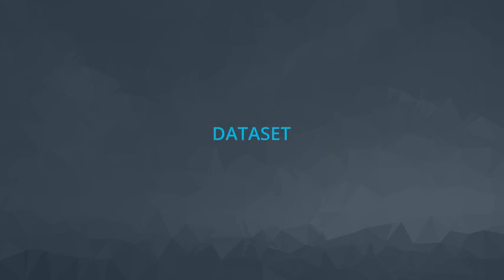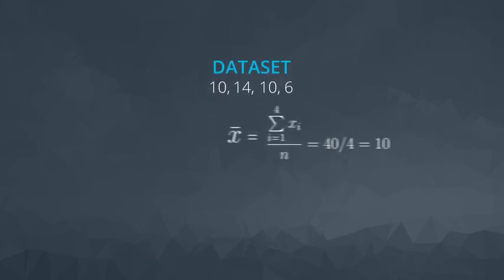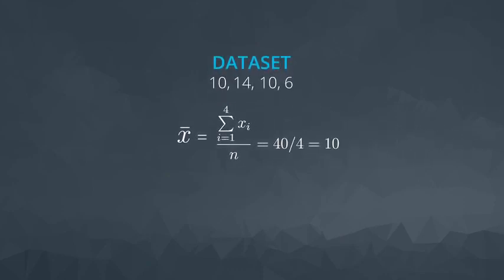Imagine we have a data set with 4 values, 10, 14, 10, and 6. The first thing we need to do to calculate the standard deviation is to find the mean. In notation, we have this as x bar. For our values, the sum is 40, and we have 4 numbers. So the mean is 40 over 4, or 10.